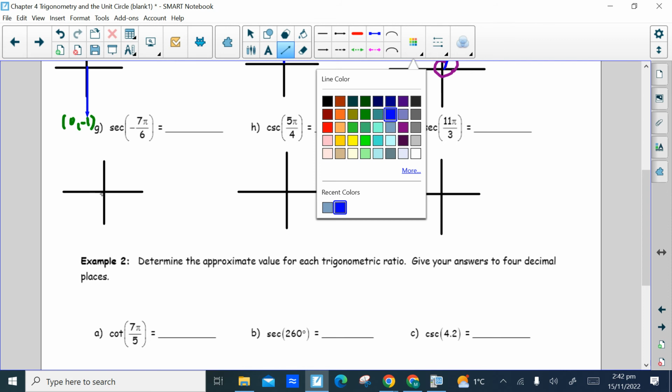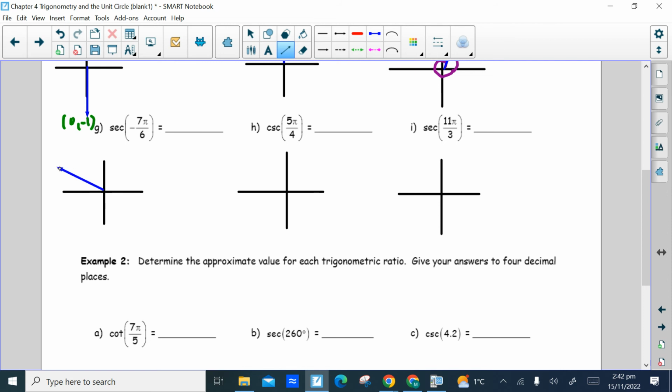So negative 7 pi on 6 means you're going in a clockwise direction. 7 pi on 6s. So halfway around would be 6 pi on 6s. We have to go one more pi on 6 past that.